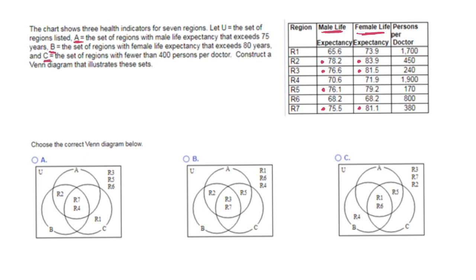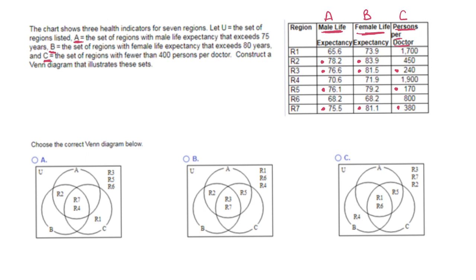Set C is the set of regions with fewer than 400 persons per doctor, so less than 400. So I'm going to the last column. We have the persons per doctor with fewer than 400 persons. That would be this 240 here, 170 is less than 400, and also the 380. All right, so I just labeled each description that would be located on my chart. Now remember, these are considered your sets. This is set A, this would be set B, and set C information, those little solid dots.